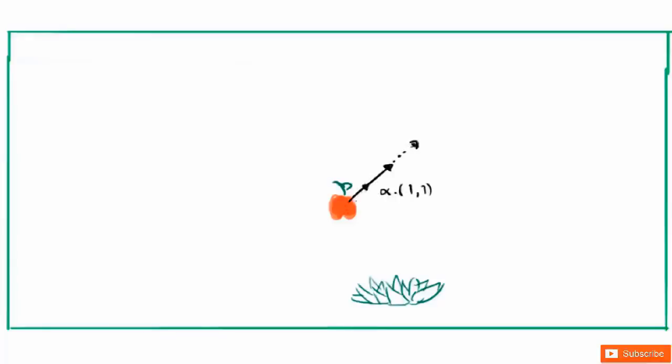But as long as alpha is positive, it's going to be something that lies within this line here. And the other possible direction is going to be this one, which is of course (-1, 1). So what we're going to do is randomize a number, and depending on the result we get, we're going to start with this vector or this vector.